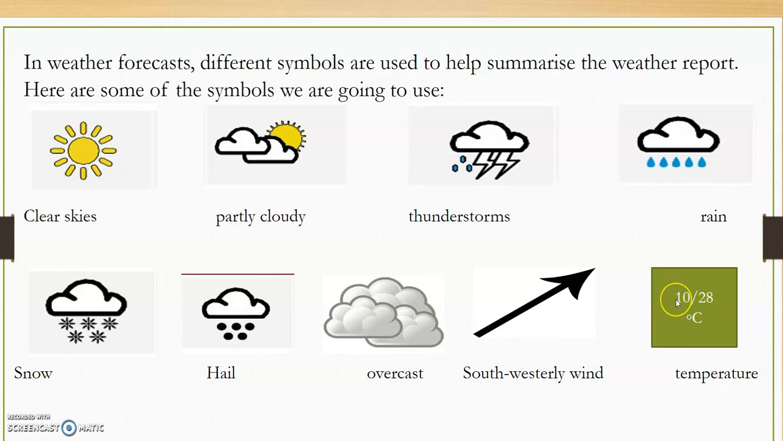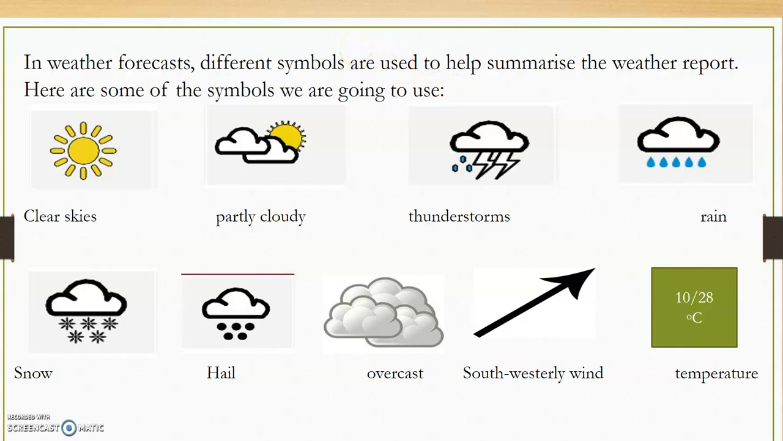Normally, your lowest temperature is recorded in the morning, around 4 o'clock, and your highest temperature is normally around 2 o'clock. So when we present our weather maps, when it comes to temperature, we always have those two figures, 10/28 or 4/15, and so on, depending on what the maximum temperature was and what the minimum temperature was. So these are some of the weather symbols that you find in weather maps.